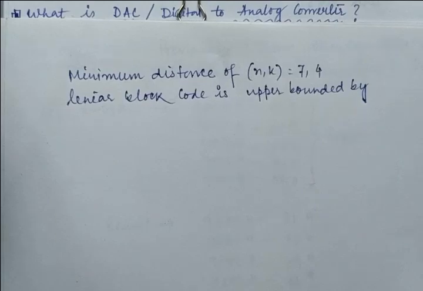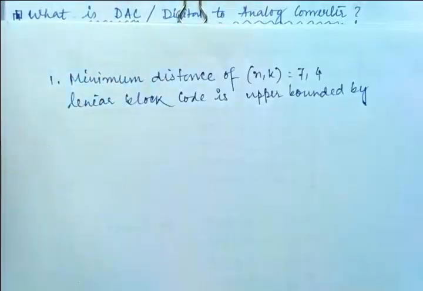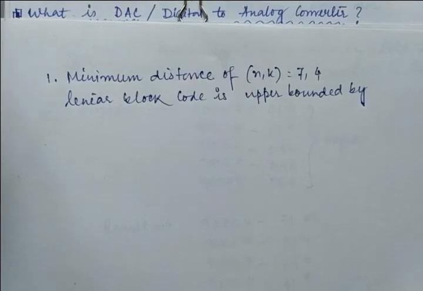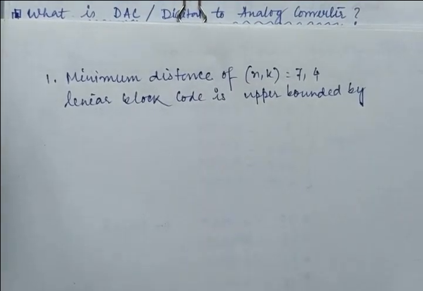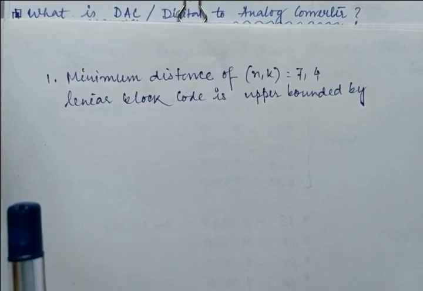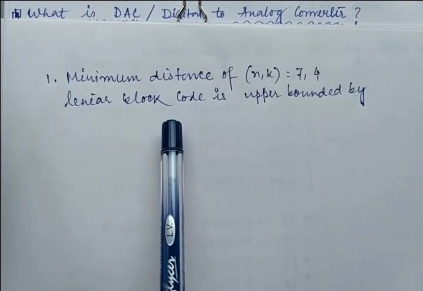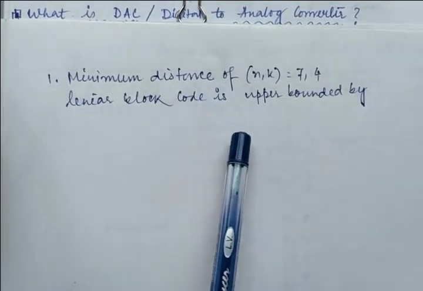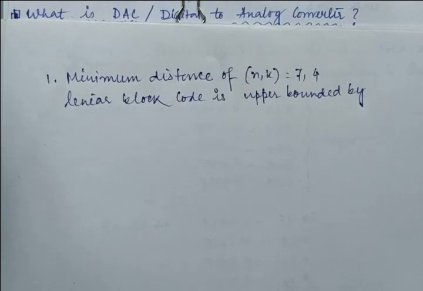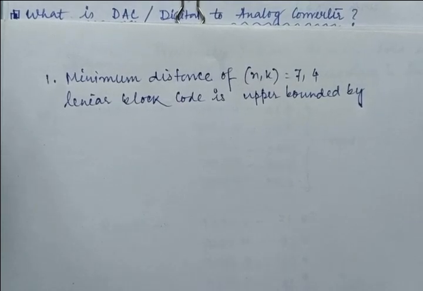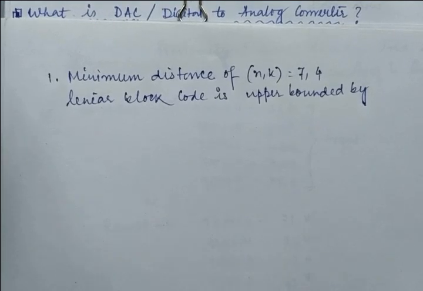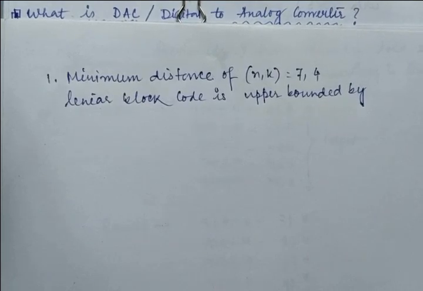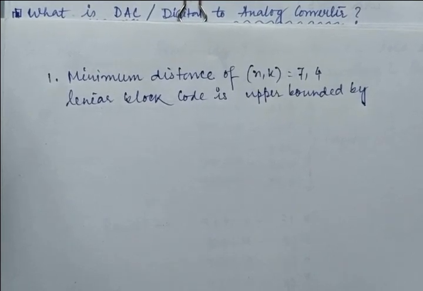Okay, so coming to my first question, it's a very simple question, from ISRO 2018, and the question is like this: the minimum distance of an (n, k) equal to (7, 4) linear block code is upper bounded by what? There are some options: 1, 2, 3 or 4. I think most of you are able to answer that the answer will be 3, right? But what is 3? Why is it 3? How can you calculate the answer?